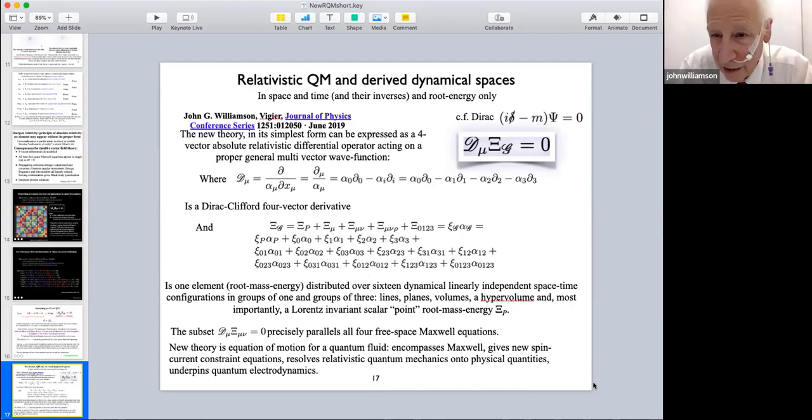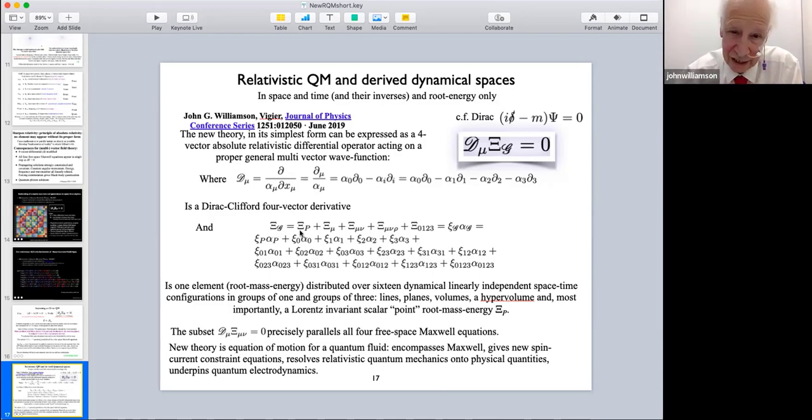So I'm going to do d mu psi g is equal to zero. So what's d mu? Well, it's this derivative here. d mu is d by dx mu. If I write that out in full, 1 over alpha mu is going to give me alpha 0, minus alpha 1, minus alpha 2, minus alpha 3, and d by dx mu I can write as just d mu for short. So that can be written as alpha 0 d 0 minus alpha 1 d 1 minus alpha 2 d 2 minus alpha 3 d 3. This is an absolute relativistic derivative, and it's a Dirac-Clifford four-vector derivative.